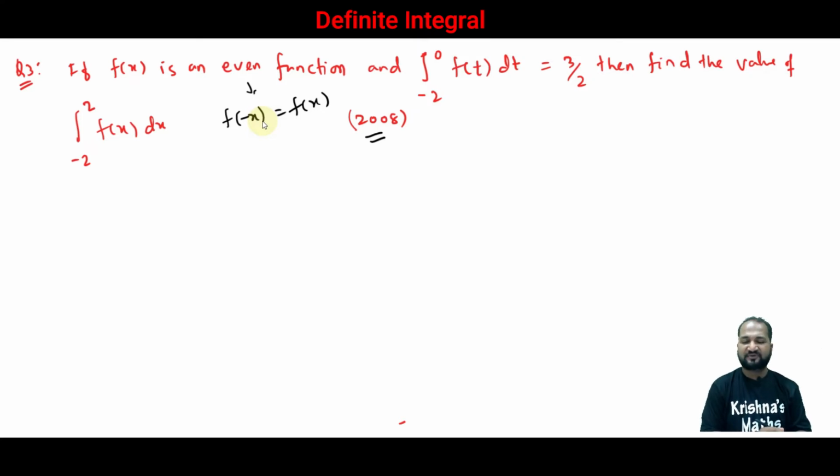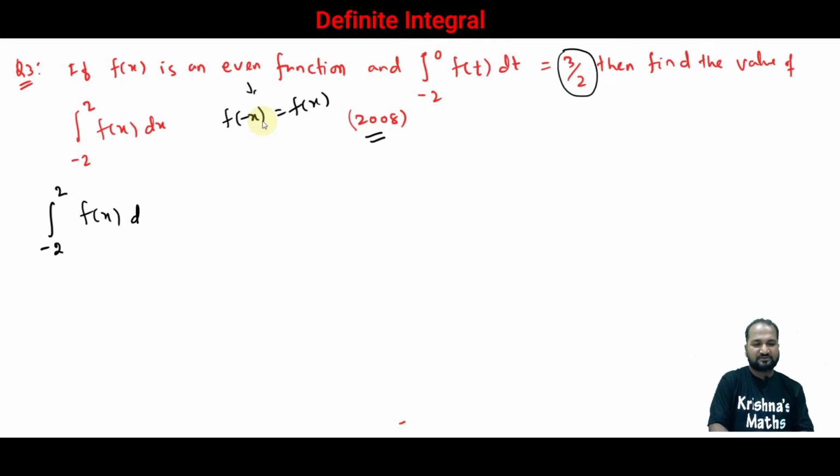If f of x is an even function and integration minus 2 to 0 f of x equal to 3 by 2, then what is the value of, so look, you need to find the value of this f of x into dx.